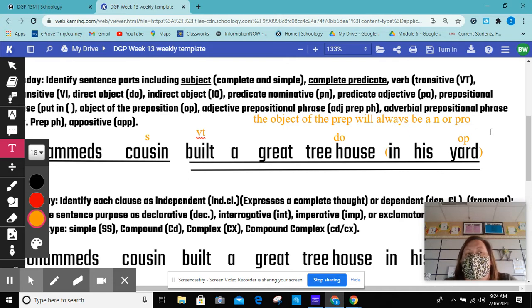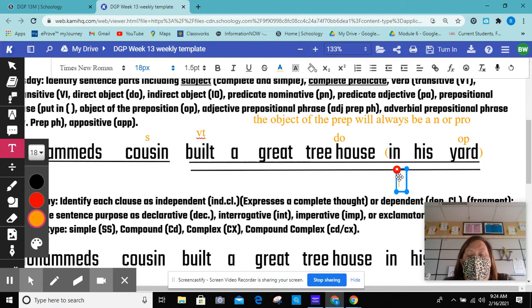Now, we have to determine if this prepositional phrase is an adverb phrase or an adjective phrase, okay? Is in his yard describing what the treehouse looks like, or is it telling where the treehouse is? It's telling where the treehouse is, okay? So it's modifying built and telling us where it was built. Therefore, it is an adverbial prepositional phrase.